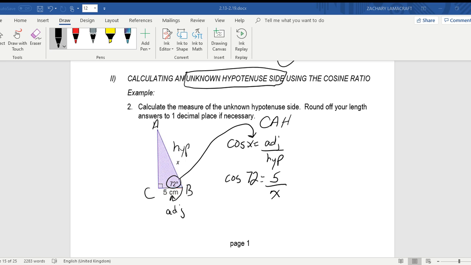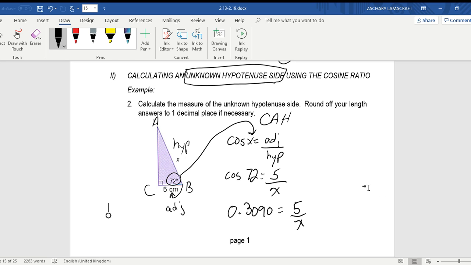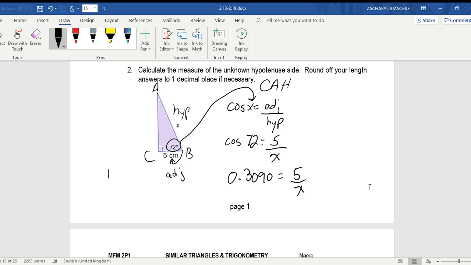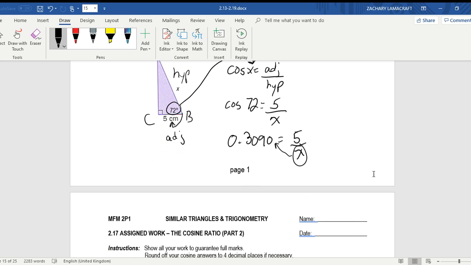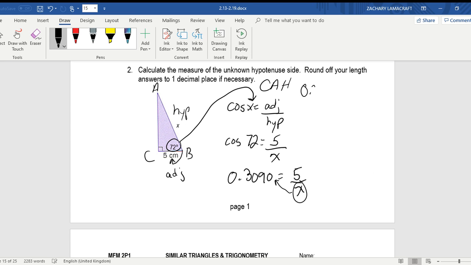Somebody could just write the cos 72 in the chat, please. Awesome. So that being 0.3090 is equal to 5 over x. Once again, our job is to get x by itself, and it has to be on the top. So it's getting divided on this side, it's going to get multiplied on the other. So it'd be 0.3090 times x is equal to 5.